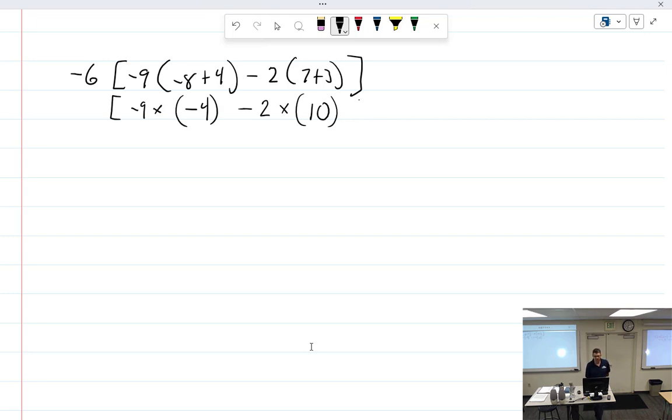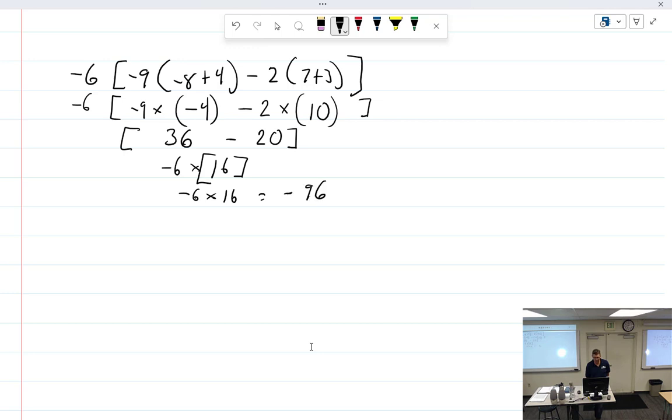All right. So what are we going to do next? We're going to multiply -9 times -4 and do 2 times 10. So multiplication comes next. -9 times -4 is? Positive 36. And then we have minus 2 times 10 is? 20. So 36 minus 20 is? 16. So we have 16 inside of brackets with -6 out here. So that is -6 times 16, which is? -96. There we go.